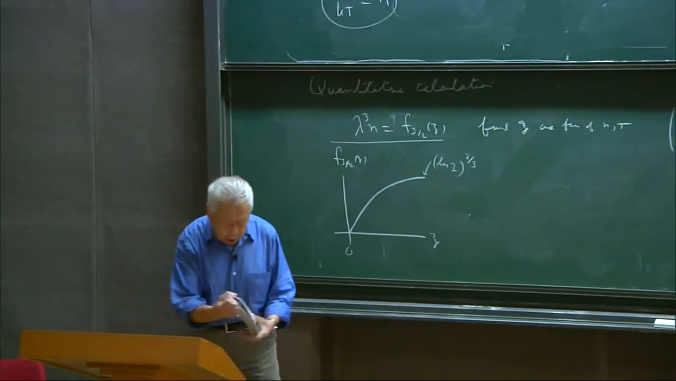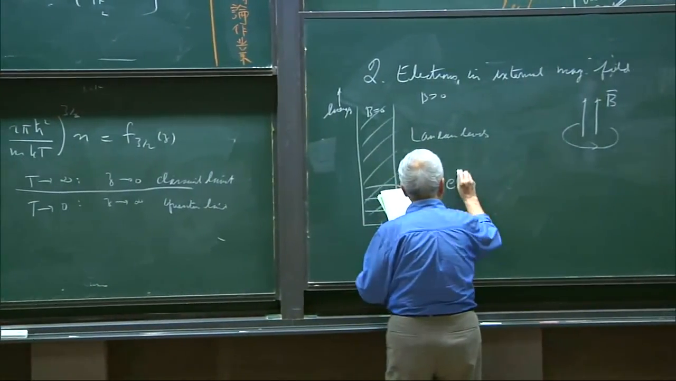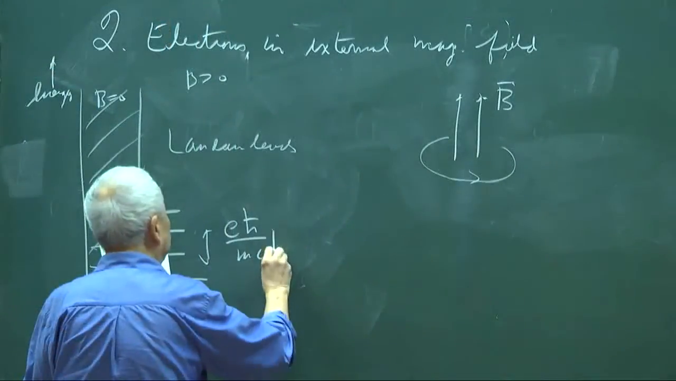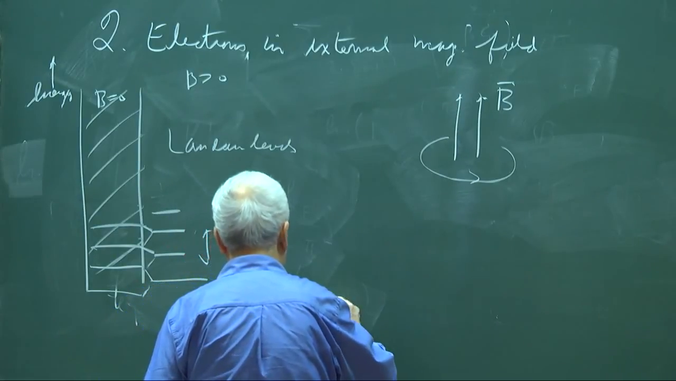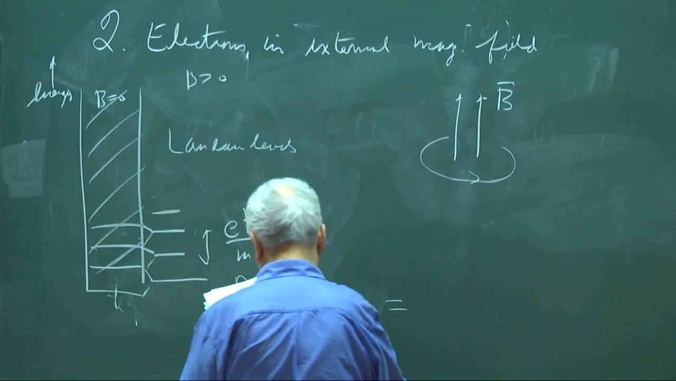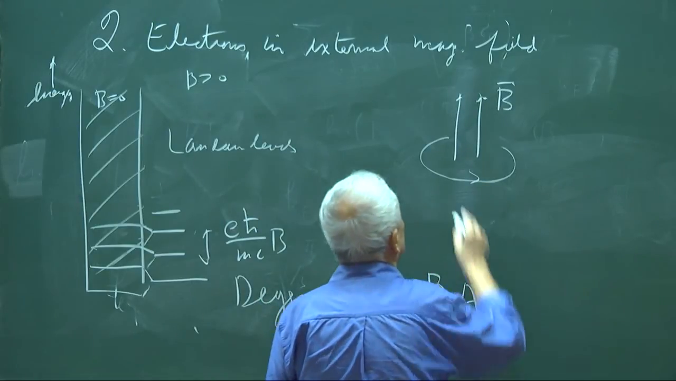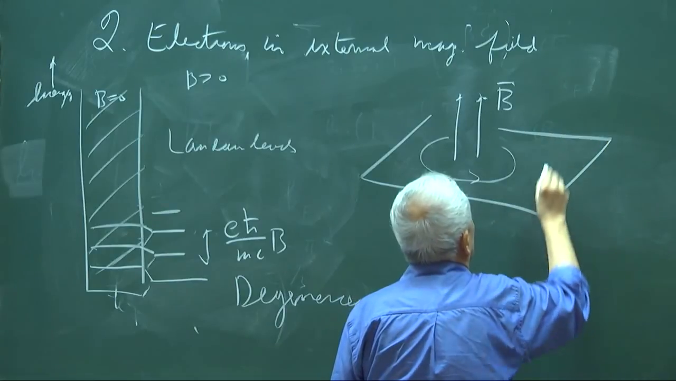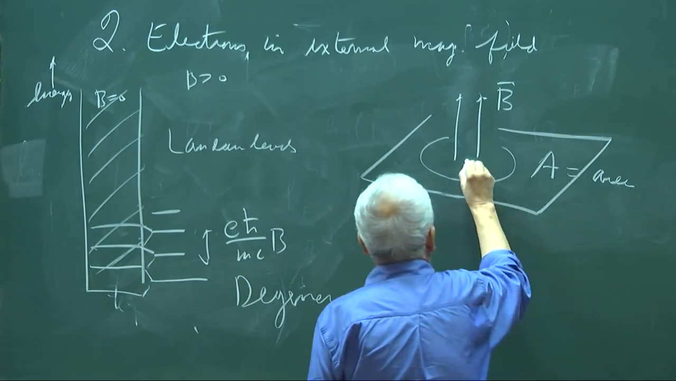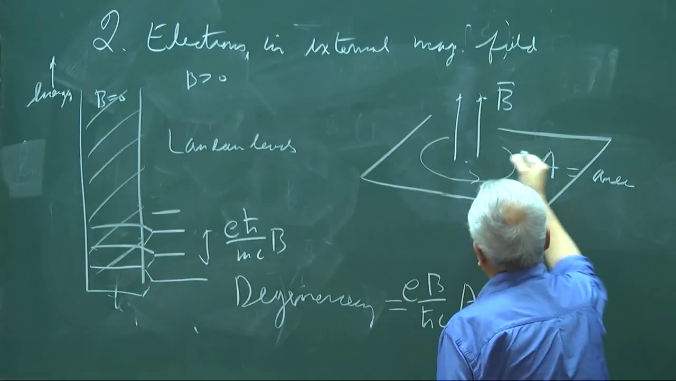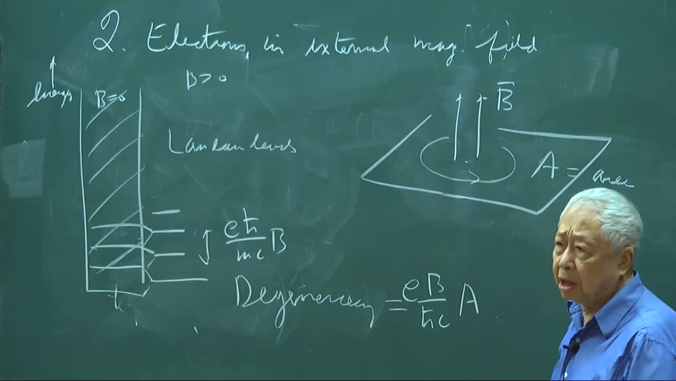Many levels bunch into one, and this spacing is ħeB/mc, and the degeneracy of the levels is equal to eB/(ħc) times A, where A is the area. There are electrons going around in an area A, which is macroscopic. This is because, the field being uniform, the center could be anywhere in this area, and the energy is the same. So the degeneracy is proportional to A, and A is macroscopic.